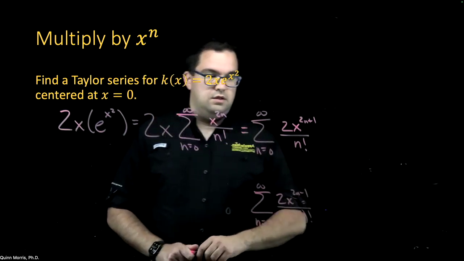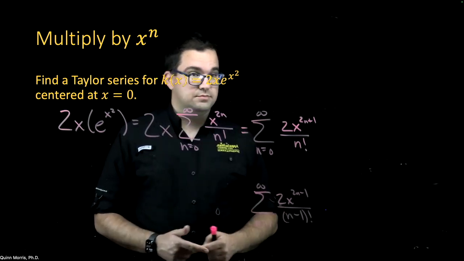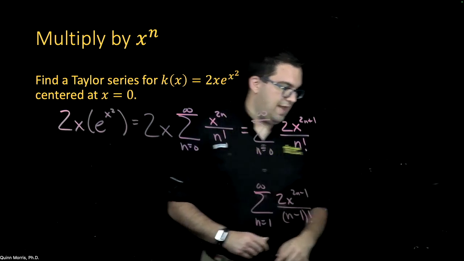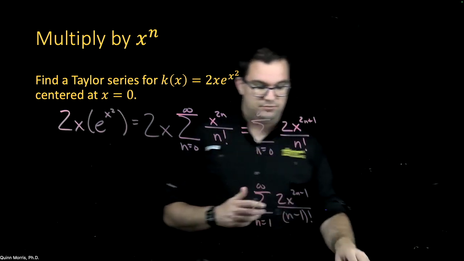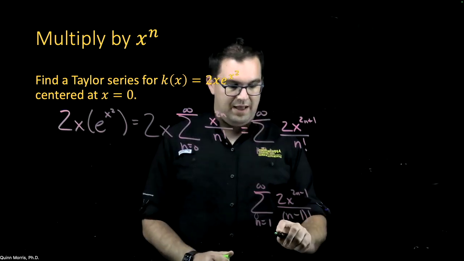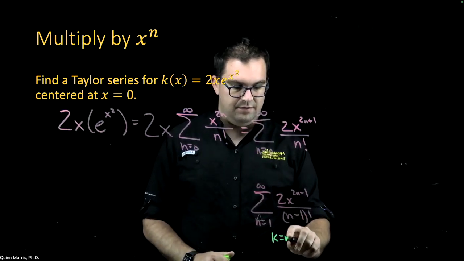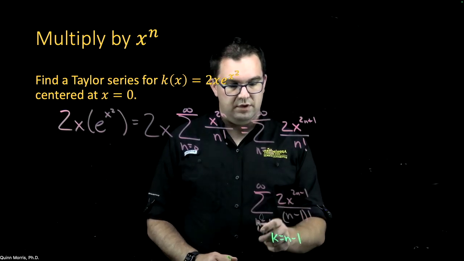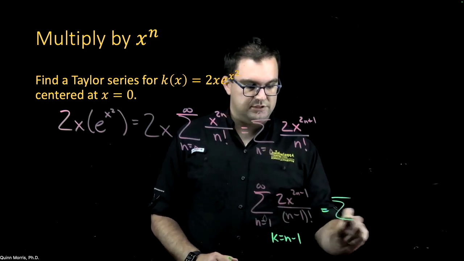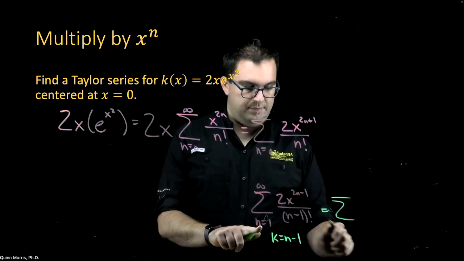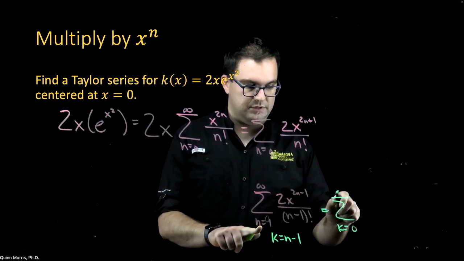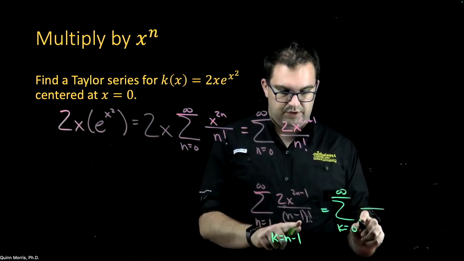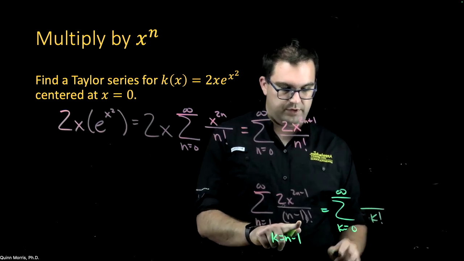Okay. Now, again, if you start writing out terms, you'll see that these are actually the same. And one way to get at that is by re-indexing to really see that these are the same. So imagine I set k equal to n minus 1. Now, when n is 1, k would be 0. So this would be a sum k equals 0 to infinity. Down here I would just get a k factorial. That's pretty easy to see.